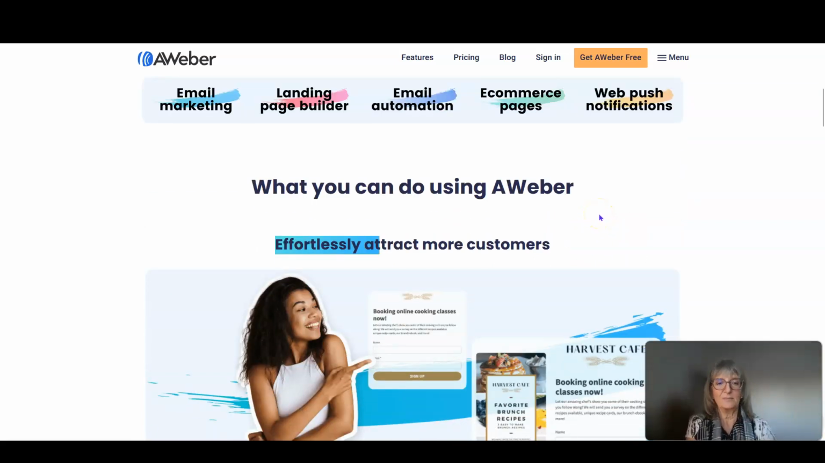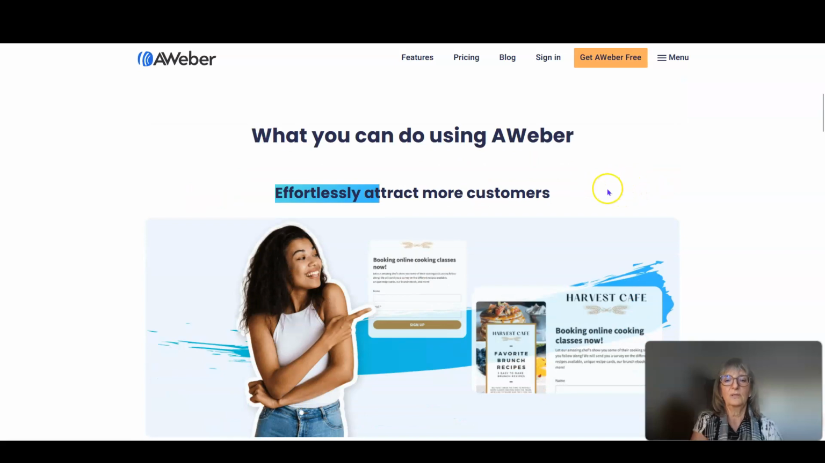What you can do using Aweber. I think that's maybe kind of wasted real estate. That could be stronger. But here it says effortlessly attract more customers. Well, I want to attract more customers. I think effortlessly is over-promising because none of these solutions are effortless. This all takes a lot of work. So a little bit over-promising there, but I get where they're going.